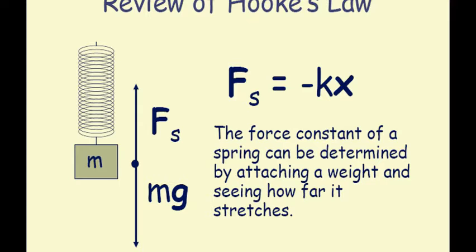So when we're looking at Hooke's law, and we did look at this in previous lessons, notice Hooke's law is negative kx. The reason it's negative is because it's showing you its direction. It's in the direction opposite of your mass times gravity, or opposite of your pull. So it's not necessarily the negative that's important. It's just understanding what the direction of that is.